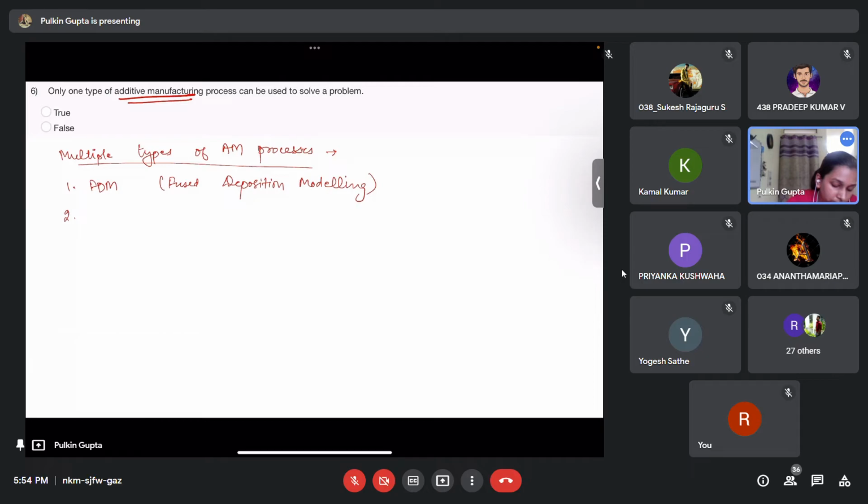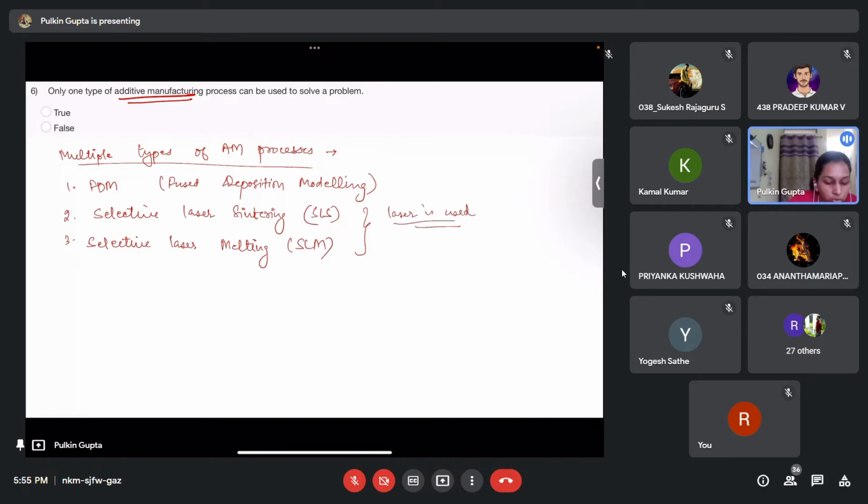Then we have selective laser sintering, which is SLS. We have selective laser melting, SLM. In these two processes, a laser is used either to sinter the powder particles or to melt them. One process uses sintering, the other uses melting. Next is electron beam melting.